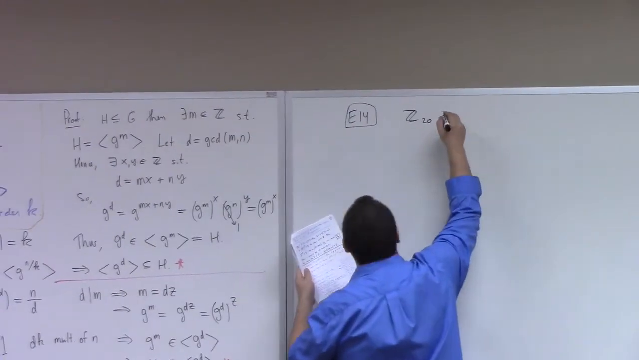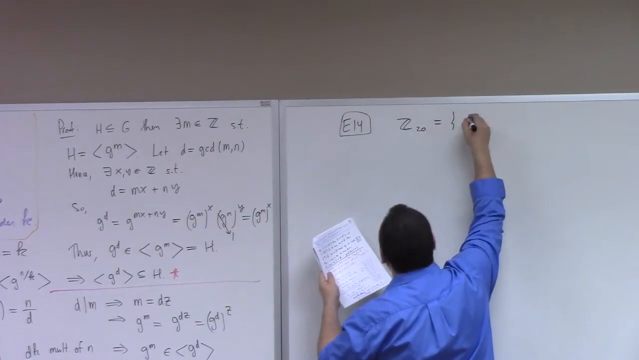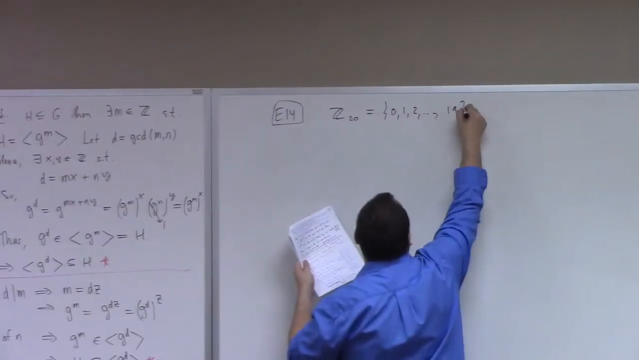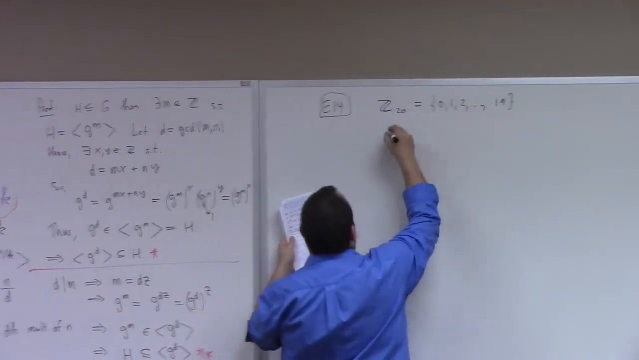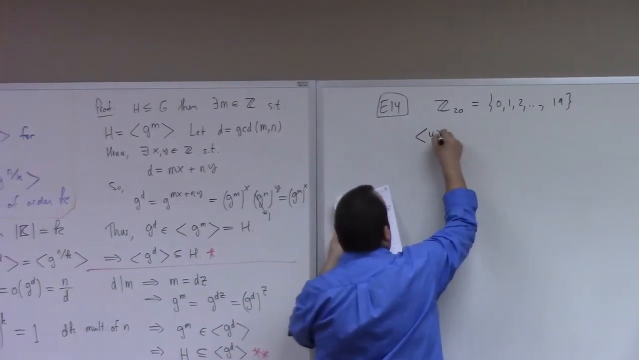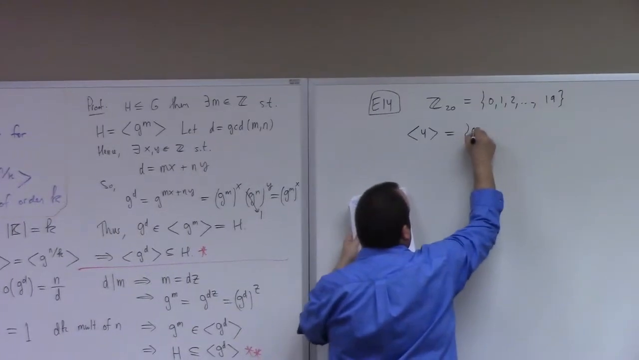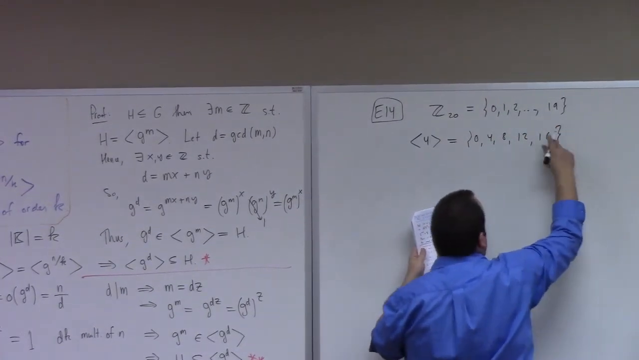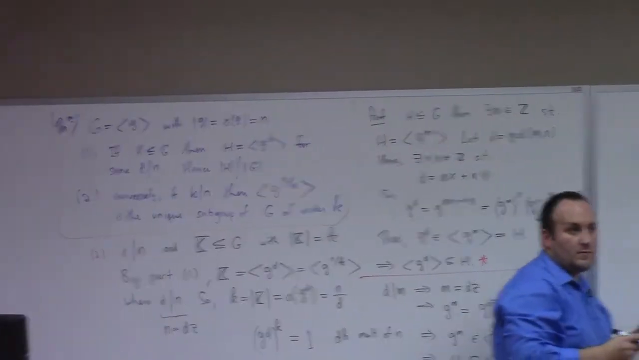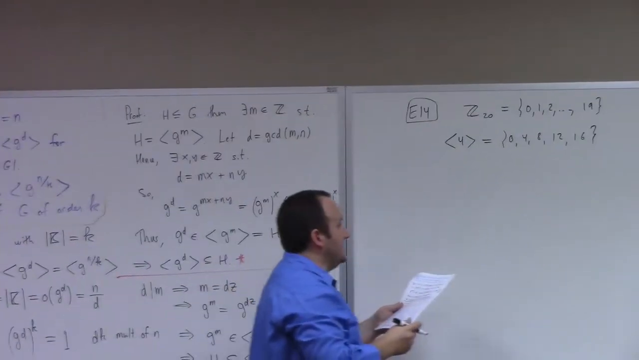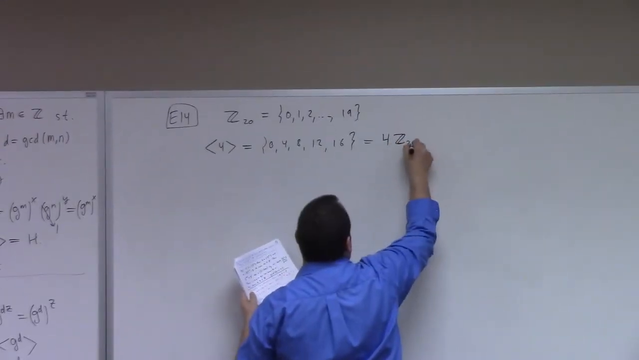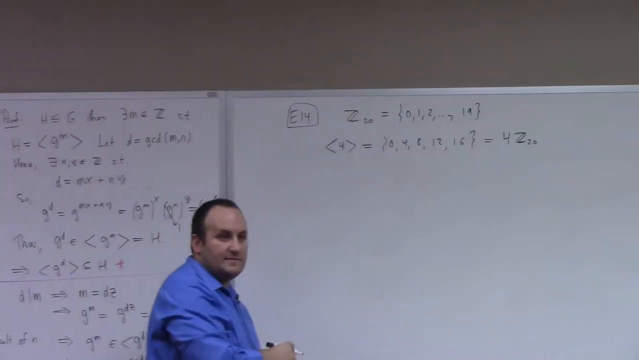Let's see here. Z20. So look at Z20. We looked at this a little bit ago, right? Additive, of course. And we can look at the subgroup generated by 4, right? Which would be multiples of 4: 0, 4, 8, 12, 16, and that's it, right? So does that make sense? Sometimes another notation for this would be 4 times Z20, by the way. Sometimes that's a nice notation, right?